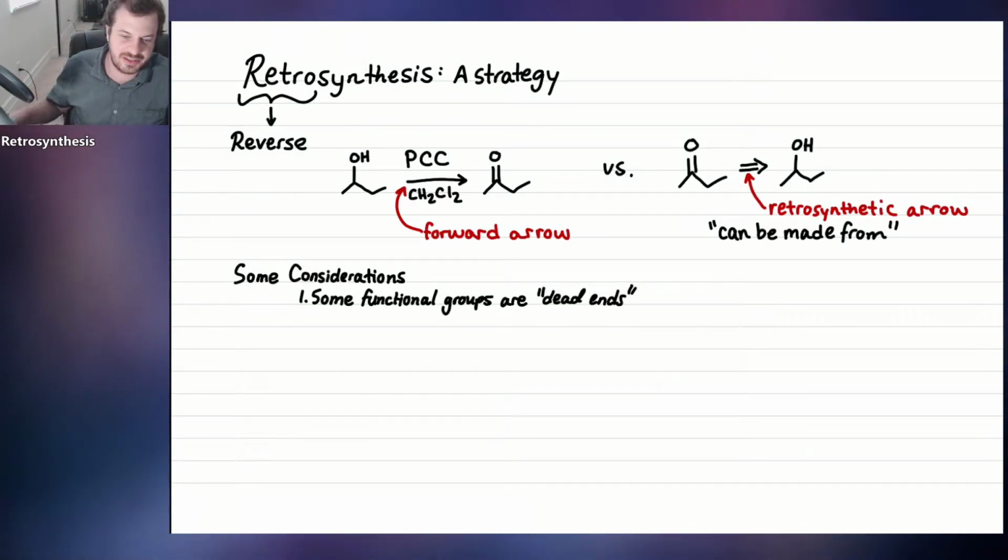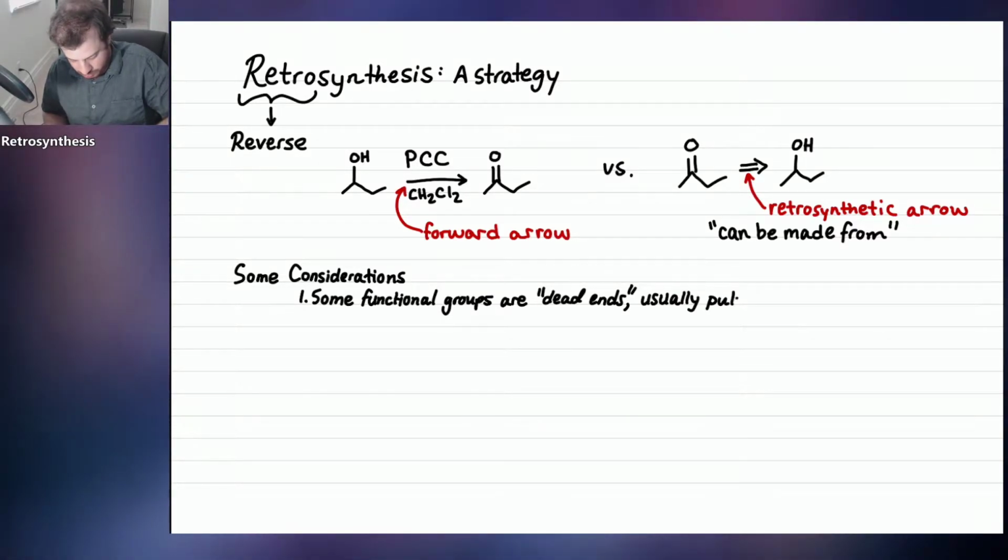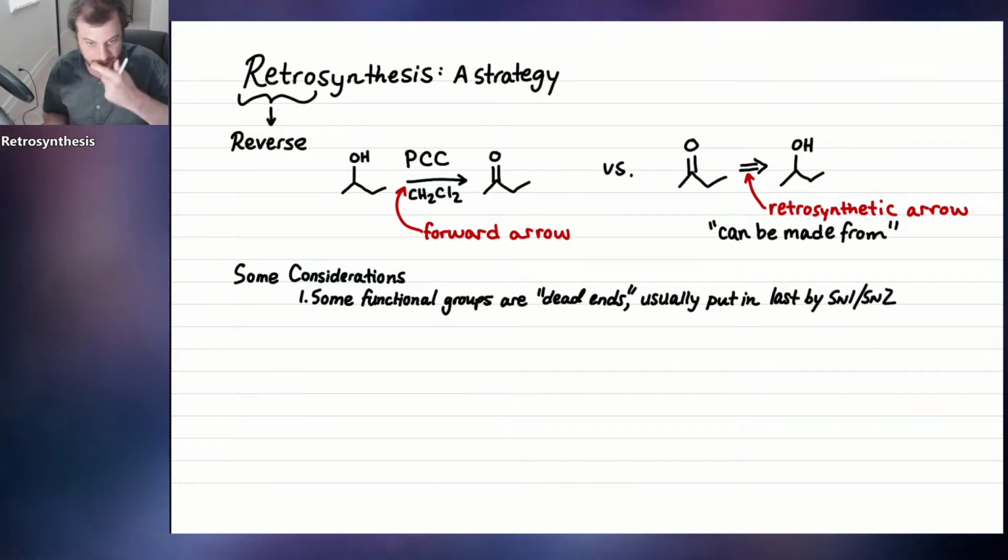Generally, these functional groups are put in last via SN1 and SN2. Okay. What are some dead-end groups? If you see these groups, they don't do anything. So if they're in your molecule, they were probably put in right at the end, and they were probably put in with an SN2 reaction.